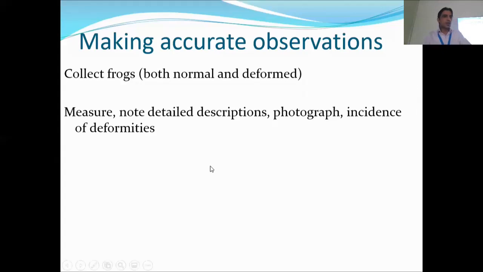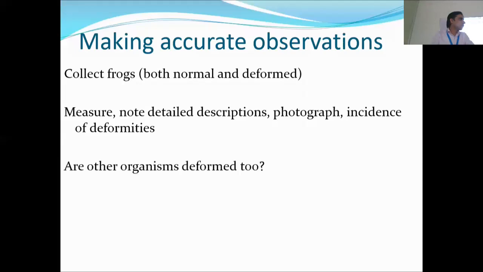So the first thing you need to do as a scientist is collect the bad frogs, the frogs with the deformities, and the normal frogs. You need to see how many deformities there are. 10%, 5% of frogs are like this, 50% of frogs are like this. So you should have a detailed description, count the number of frogs you can find, see and notice the deformities. If you observe things in a better way, you will be able to make better hypotheses. You will be able to make better interpretations.